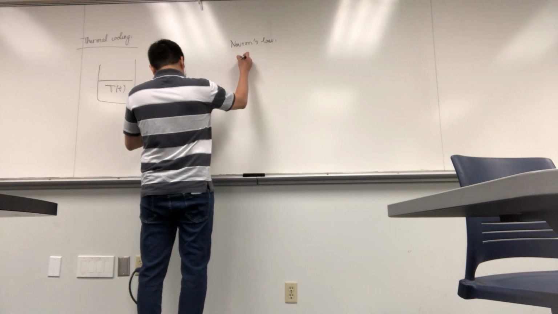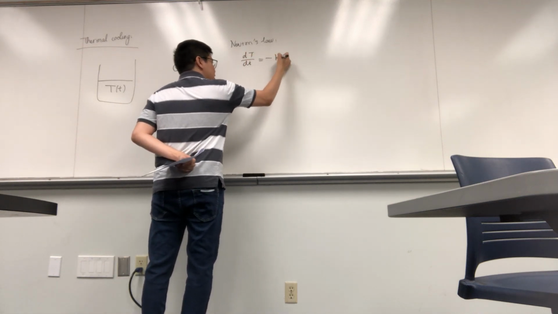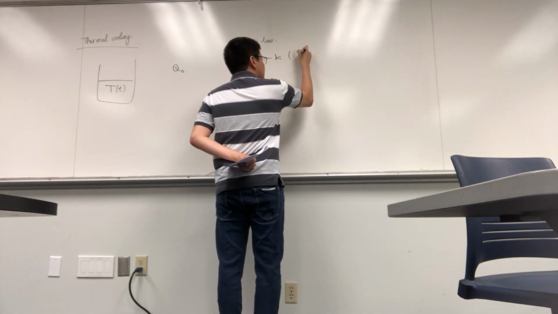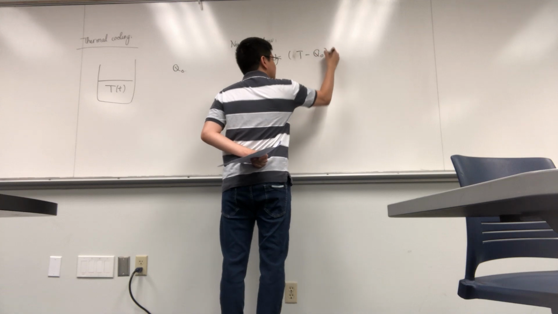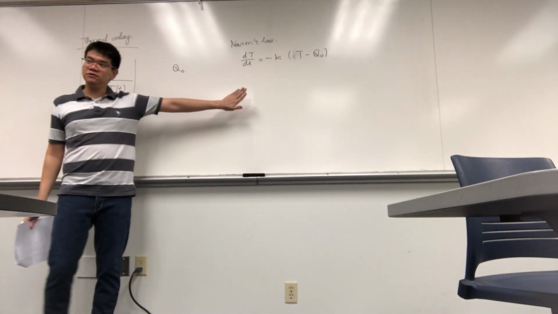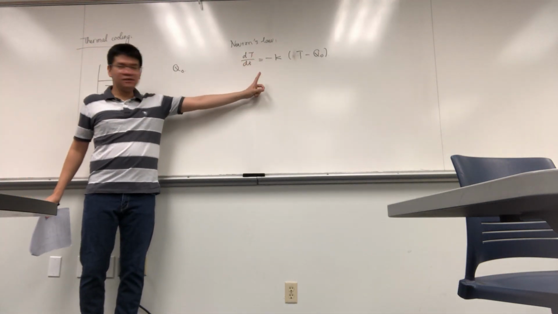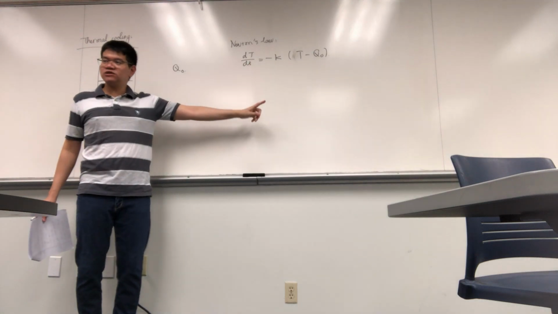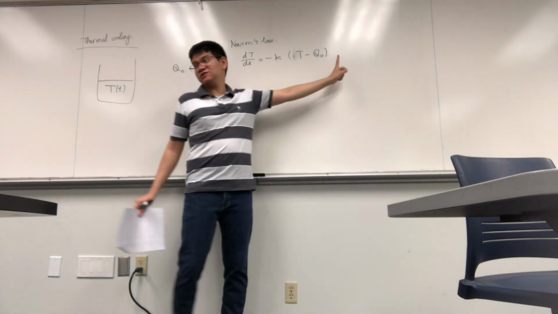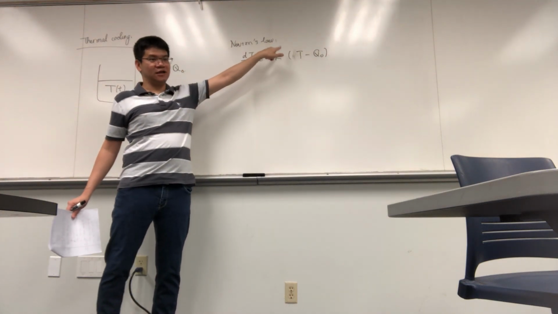So what we have last time is dT over dt is minus k times (T minus Q0). All right? So the change of the temperature inside this glass is dT over dt, and this is proportional to the difference between the temperature of the glass and the surroundings. So this is proportional, meaning that you have a constant k here.